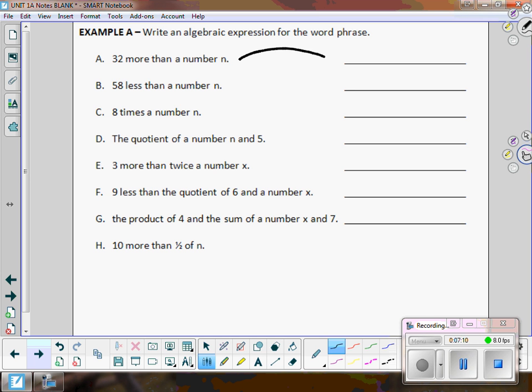A, 32 more than a number n. So n, 32 more would increase. That's what they're asking you to do. N plus 32. All right? For D, the quotient of a number n and 5 would be n divided by 5. Or you might write it as a fraction, n over 5.